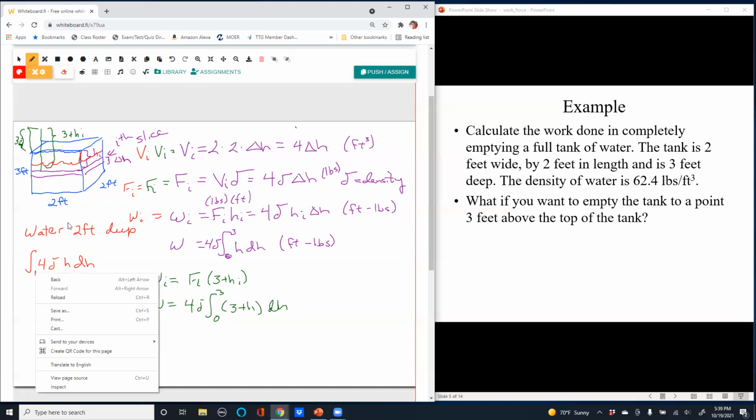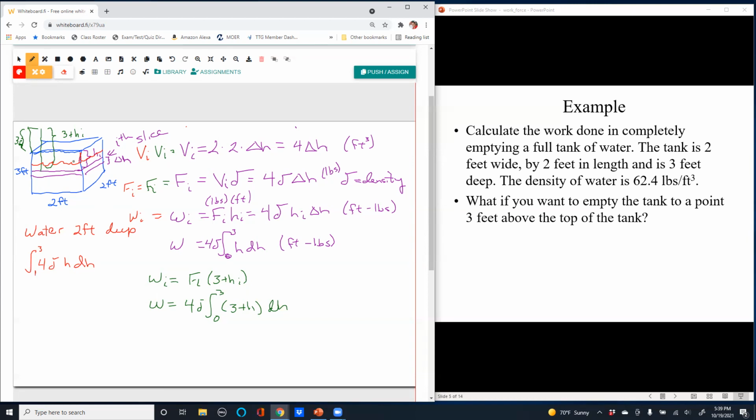So our lower limit is actually going to be 1 in this case. And h is going to go all the way to the bottom, and our upper limit is 3. Notice what the distance between the limits is. It's 2, which is the same as the depth of the water.